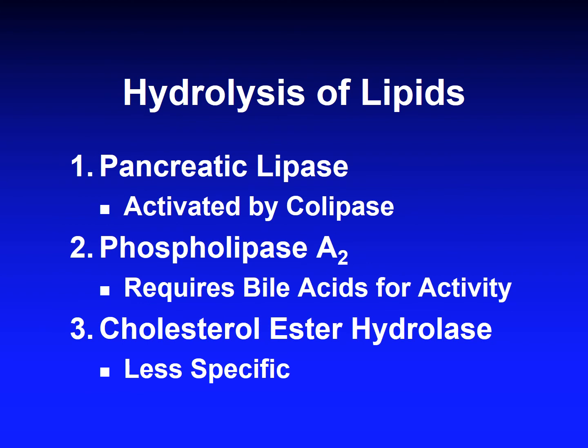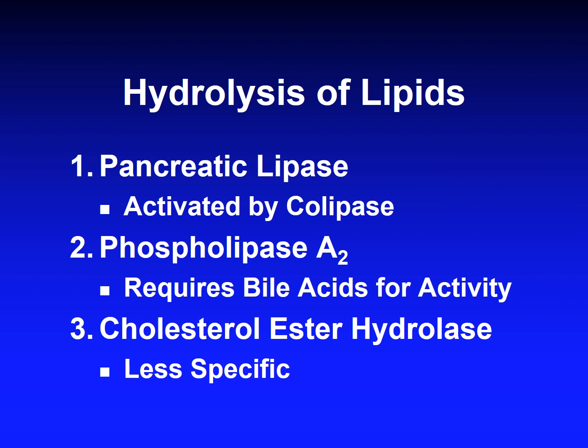Hydrolysis. So we learned that the motility pattern will basically form the fat droplet. The next step is hydrolysis of lipids. Well, how does hydrolysis work? How is the lipid going to be water soluble? Well, you have three steps to do that. First step is the enzyme lipase, which is activated by colipase. Colipase activates lipase, and lipase starts digesting the fat droplets.